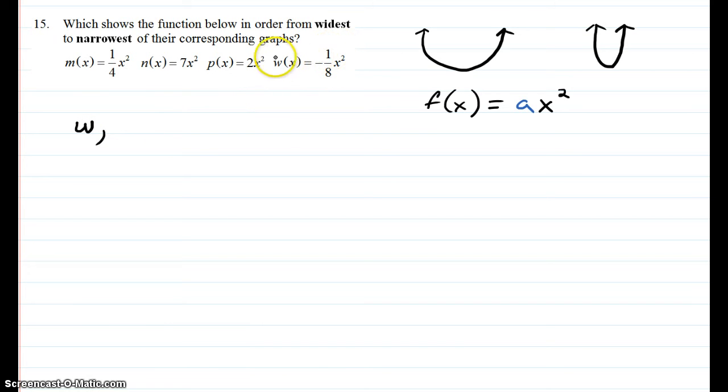So we took care of this one. The next smallest number is 1/4. Next smallest number is 2, so it's going to be p. Next smallest number, which turns out to be the largest number, which is n.